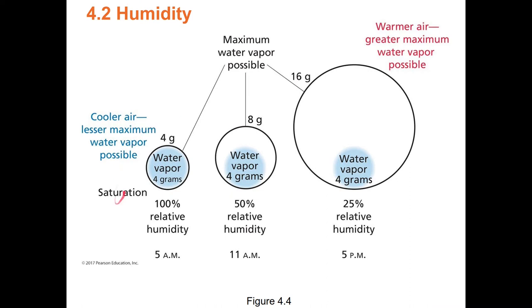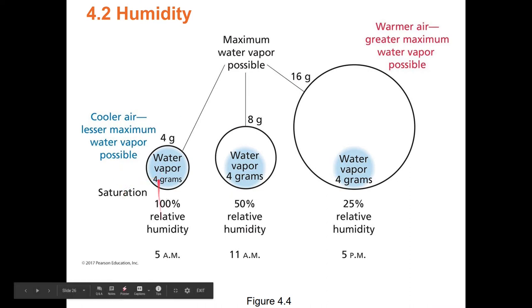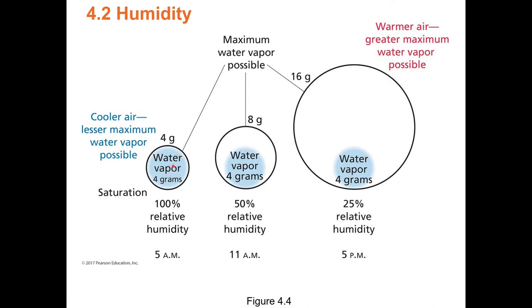So let's say it's 5 o'clock in the morning, it's 0 degrees Celsius. We measure it, there are 4 grams of water vapor. At 0 degrees, the most you can have is 4 grams. So the relative humidity is 100%. And this next part explains why weather forecasters tell us what the relative humidity is, because it determines our comfort. If it's too humid, we feel sweaty. If it's too dry, we feel dry.